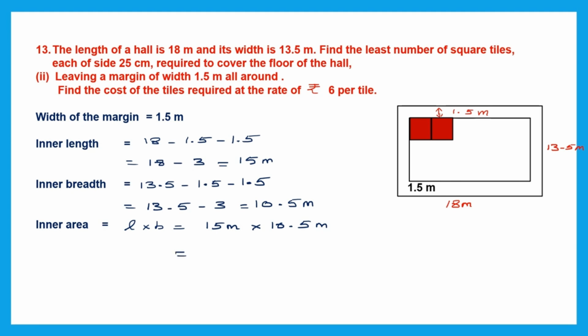And this is equal to 157.5 meter square. So now we have the inner area of this hall. After leaving a margin, we have the inner area, and we know the area of one tile. We found out in the previous question, the area of one tile is 1 by 16 meters square. Now we're going to find how many tiles are required.